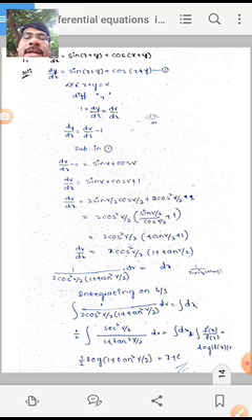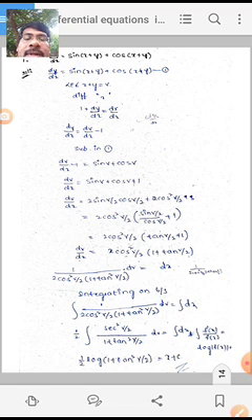Here in the place of sin v, we have to substitute the trigonometric formula 2 sin v by 2 cos v by 2. Cos v plus 1 is equal to 2 cos square v by 2. Here taking 2 cos square v by 2 common, sin v by 2 divided by cos v by 2 plus 1. Here we are getting the final dv by dx is equal to 2 cos square v by 2 of 1 plus tan v by 2.